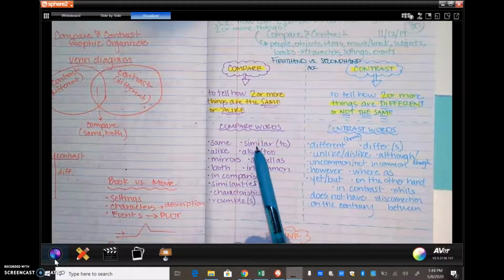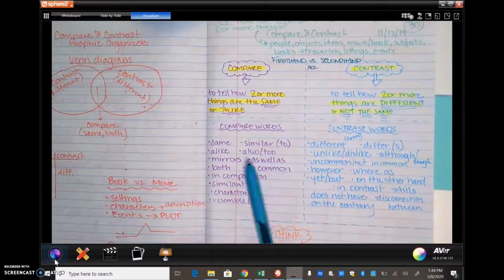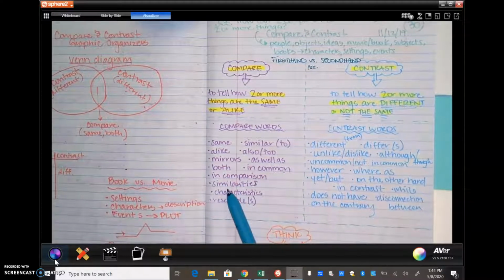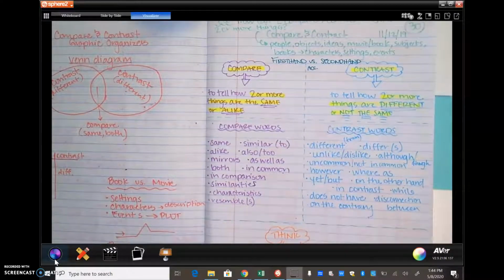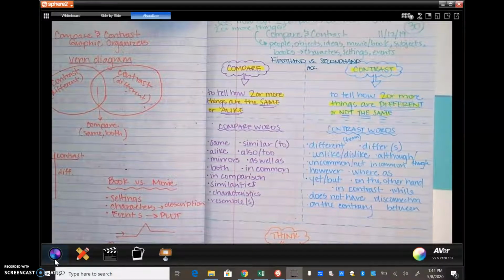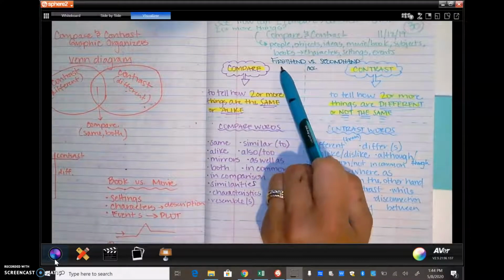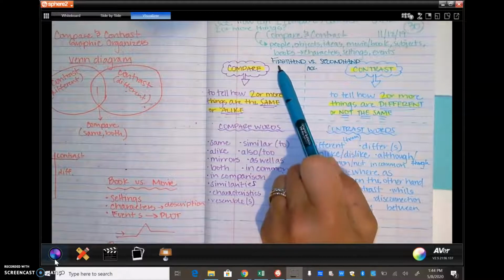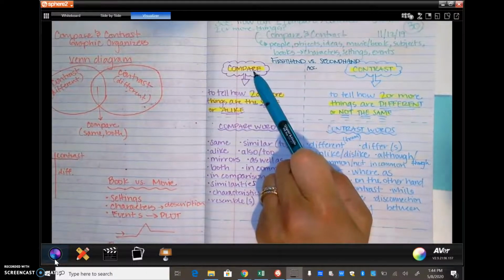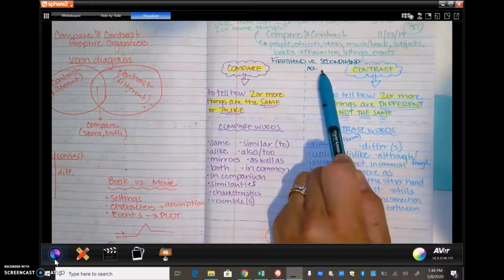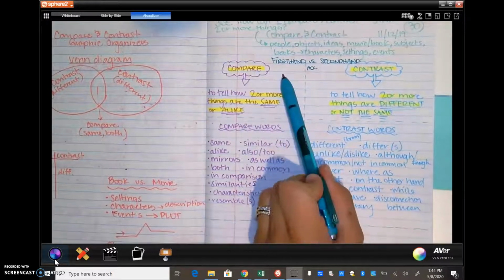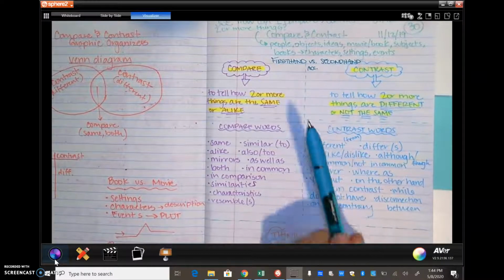Compare words would be same, similar to, alike, also to, mirrors, as well as, in common, both, in comparison, similarities, characteristics, and resemble or resembles. To contrast means to tell how two or more things are different or how they are not the same. So obviously in a first-hand and second-hand account, one big difference is that the person who is telling the first-hand account has experiences that they had on their own that someone who was not there cannot have. They have thoughts and feelings in there. This will be more facts.